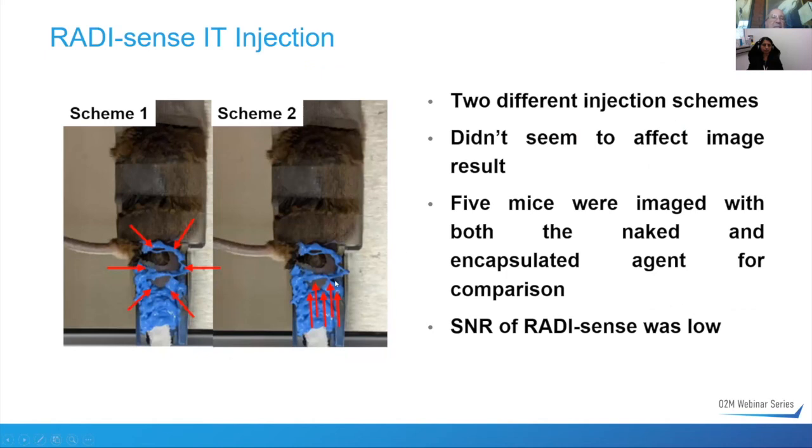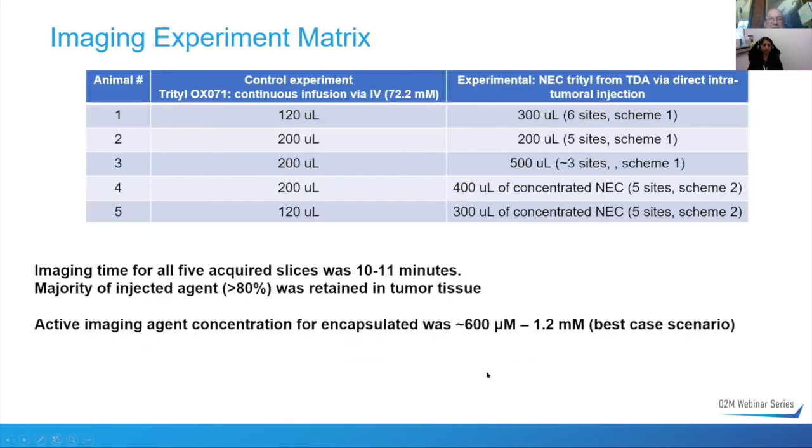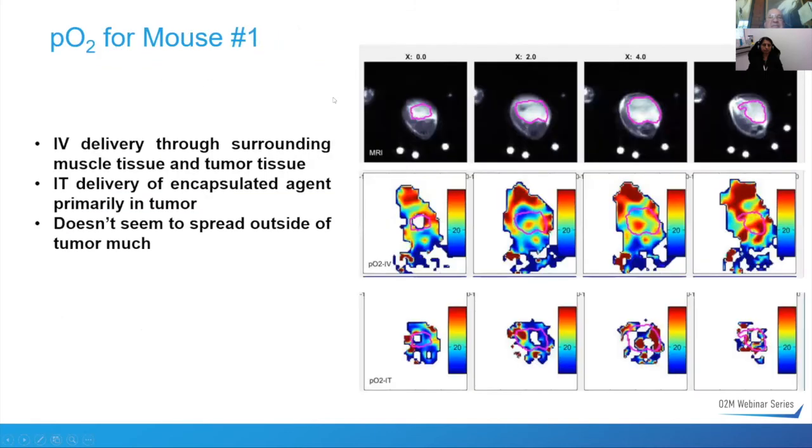There were 2 different tracks tried for the imaging. We didn't seem to notice a big difference in how the imaging agent was delivered, but this is something we might revisit. The signal to noise of the image was low, but still usable. We were able to image 5 mice in total. The difference between the PO2 images for mouse number 1 and mouse number 4, which I'll show in the next slide, is that we did a volumetric concentrating of the encapsulated imaging agent, which gave us a little bit better signal to noise in mouse number 4.